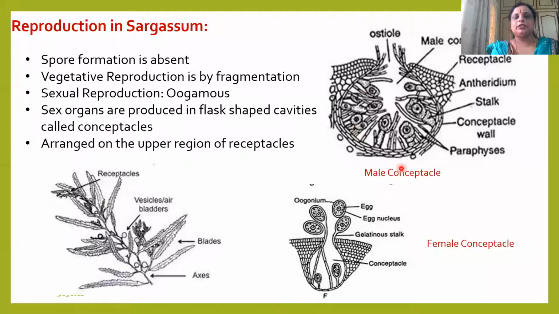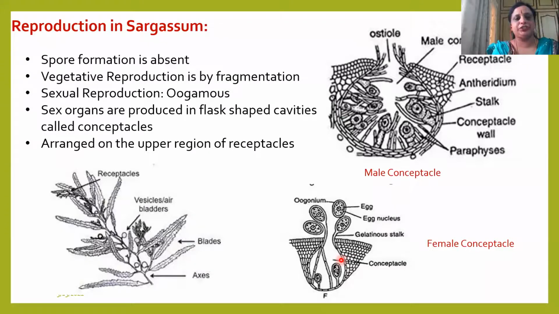These conceptacles are of two kinds. As I was mentioning, female conceptacles and male conceptacles, and I also mentioned that some of the species are monoecious. That is, in a single receptacular branch, you can come across both male and female conceptacles. But in a single conceptacle, both antheridium and oogonium are not formed. Remember, the female conceptacle is always produced separately. Both male and female reproductive structures are not formed in a single conceptacle. That we have to remember in monoecious species.